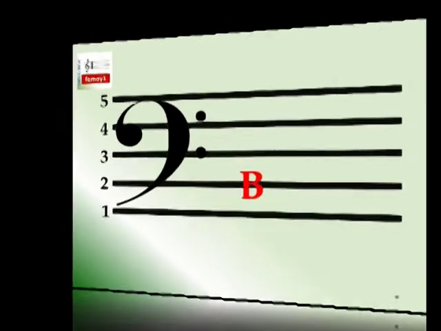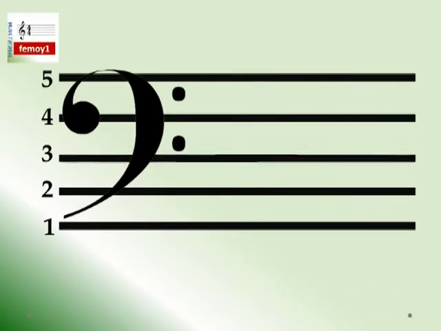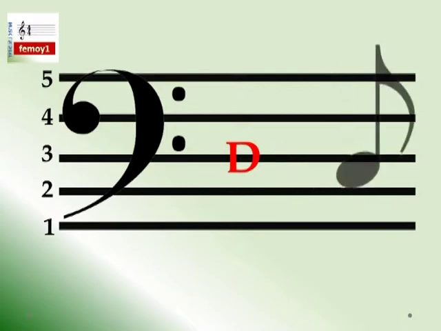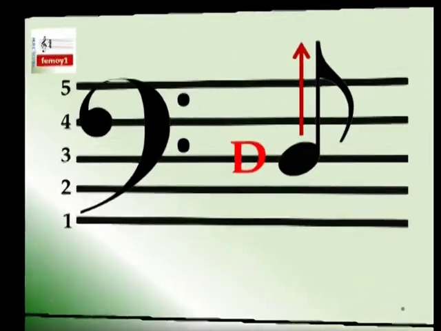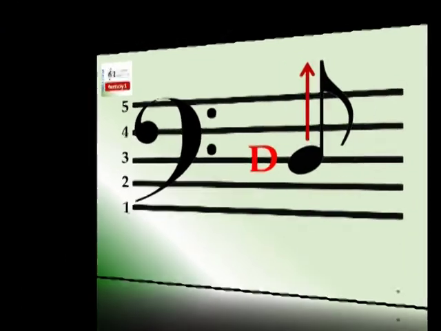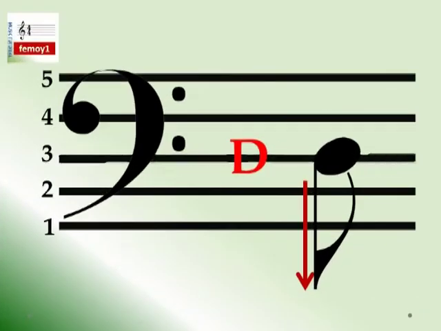And on the third line of the bass clef, we have letter D. It means that all the notes found on the third line are always D, either the note is a whole note, a half note, a quarter note, an eighth note. Either the stem of the notes is going upward or downward, it doesn't change the pitch name.